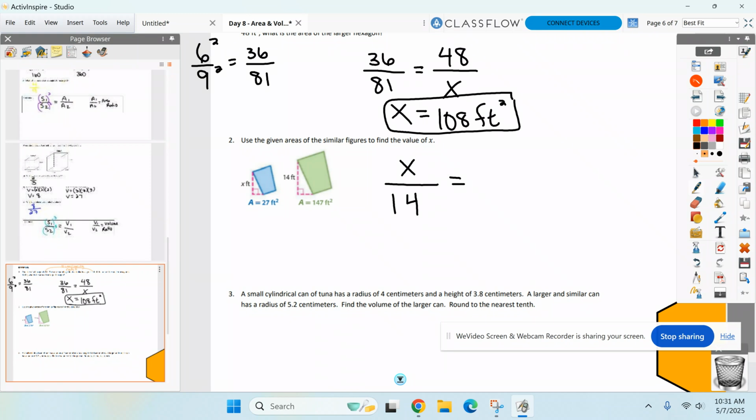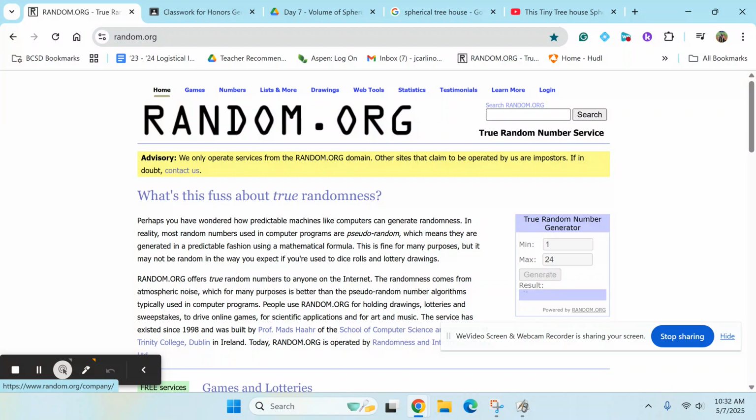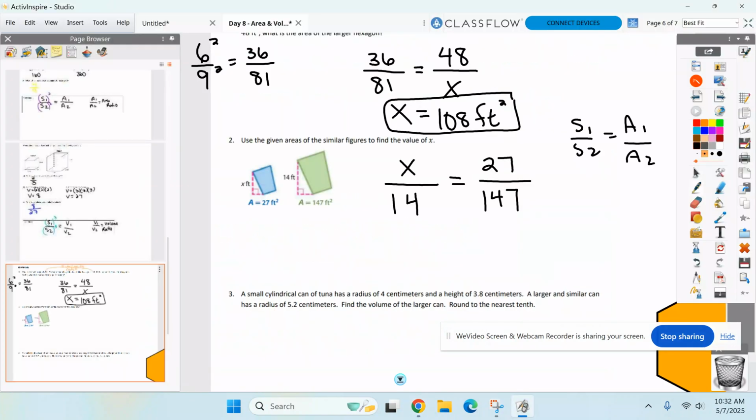Now, if I do this, correct or incorrect? Why is it incorrect? You're saying that S1 over S2 is equal to the areas. That is false. We proved already, what do I need to do to the similarity ratio to get to the area ratio? Melissa, what do I need to do to that similarity ratio? Square it. And now I have a proportion I can solve.